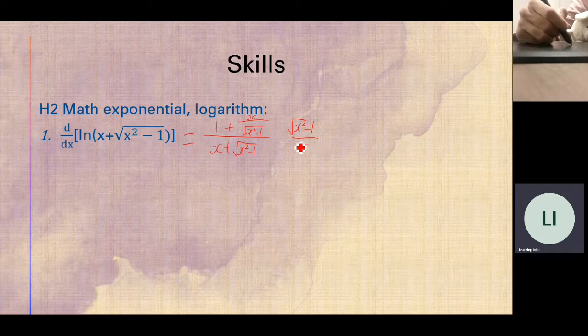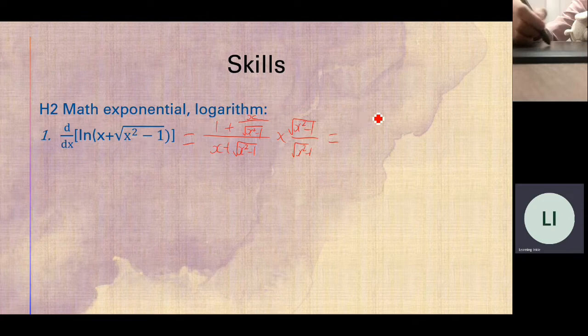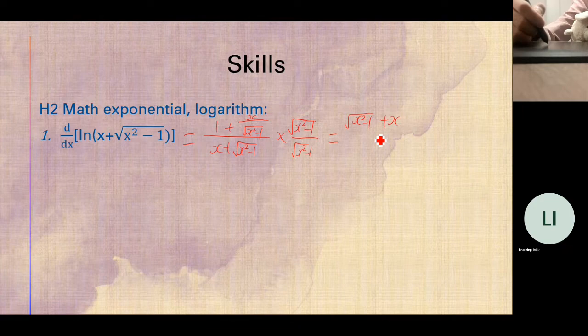Okay, and what happens? Now, you might be tempted to do it at the bottom as well. But my advice is, settle the top first. You might see something. If you multiply by the top first, you notice that you get root x squared minus 1 plus x. Do you see something? Hopefully you do.